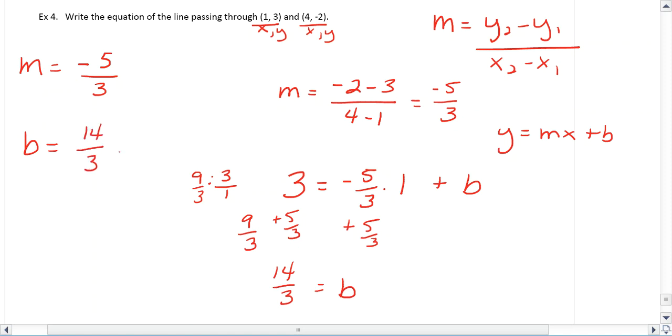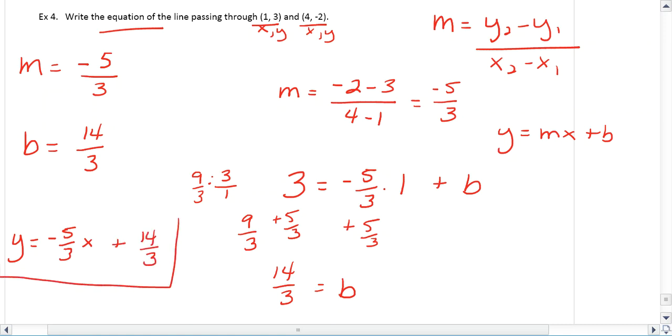But please don't stop right here. Sometimes students make the mistake of they did all the work, they found m and b, but then they don't write the equation. Remember, the equation has an x and a y in it. So we'll write y equals, the slope is -5/3 times x plus 14/3. And there we have the equation of the line passing through those 2 points.